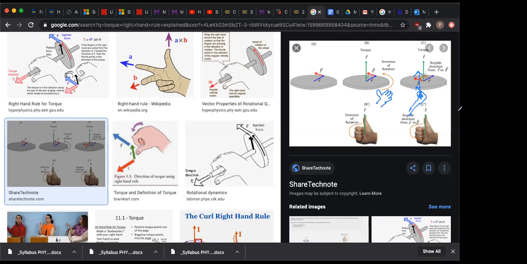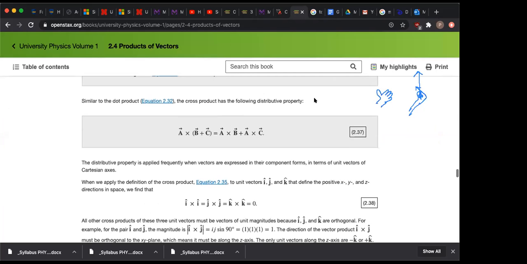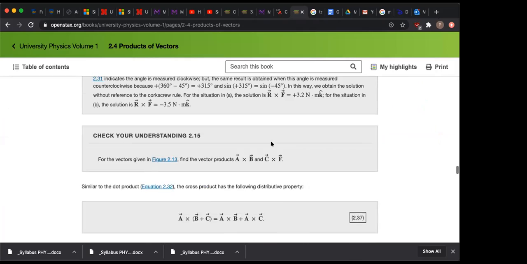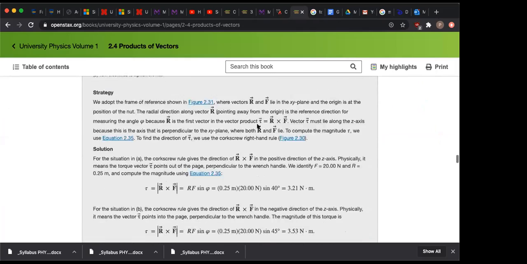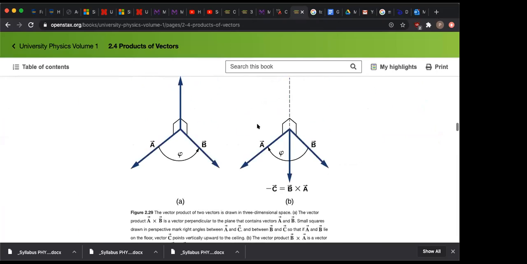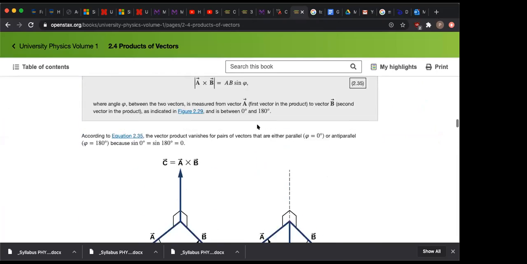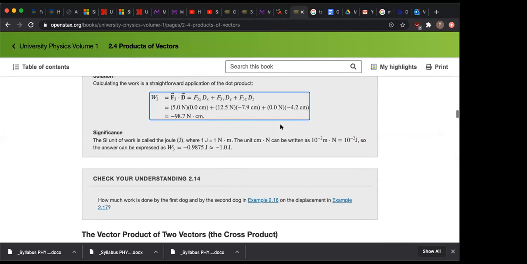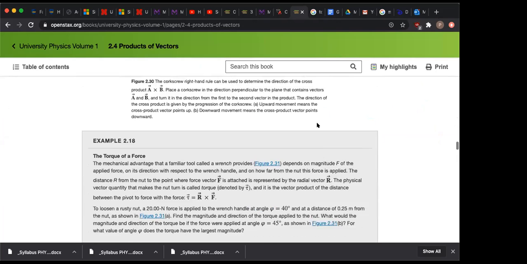Okay. So that is the idea of the cross product and how you find its direction. So let's do an example of that really quick, because this can get really confusing. Clear all drawings. Okay, so let's do an example of the cross product.